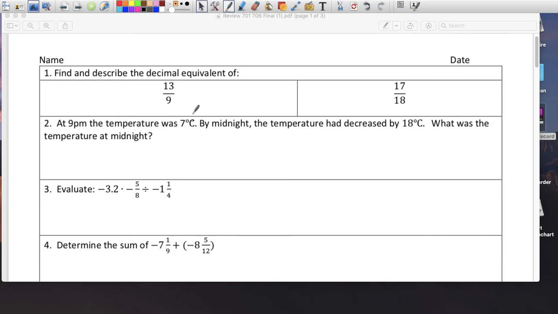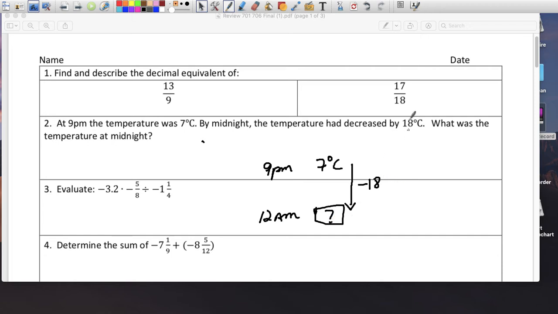So at 9 p.m., the temperature was 7. So I'm going to write 9 p.m. over here, and I'm going to write that it was 7 degrees Celsius. By midnight, which is 12 a.m., the temperature had decreased. As the evening progressed, the temperature kept dropping. I don't know what the temperature is at midnight, but I know it got much colder. So imagine you're at 7 degrees at 9 p.m. It's cold. It got much colder, and you decide to walk the dog at midnight. It's going to be freezing. So what's this temperature right here?